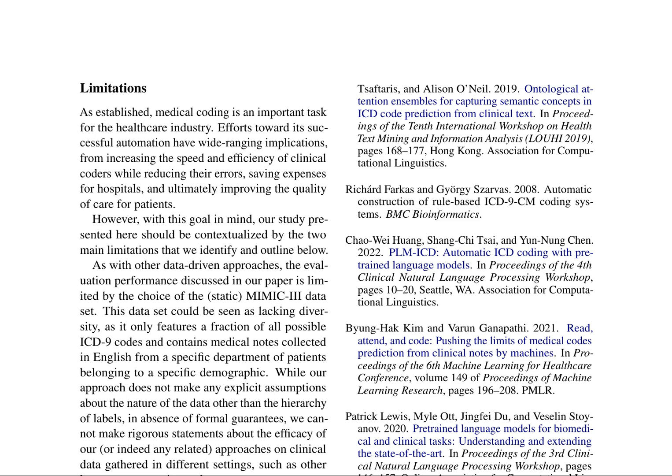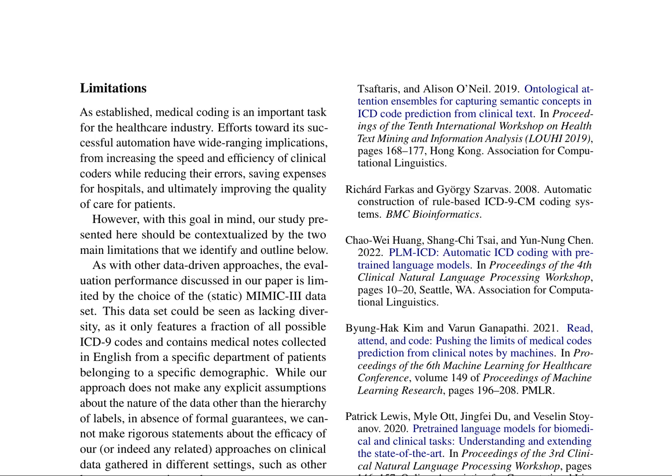This research paper delves into the limitations of the proposed approach to automate ICD-9 coding using a hierarchical label-wise attention transformer model. The study acknowledges two primary limitations. First, the evaluation performance is restricted by the choice of the MIMIC-II dataset, which lacks diversity and only features a fraction of all possible ICD-9 codes. Second, the ICD-9 coding system is being phased out in favor of the ICD-10 system, which has limited practical applications.